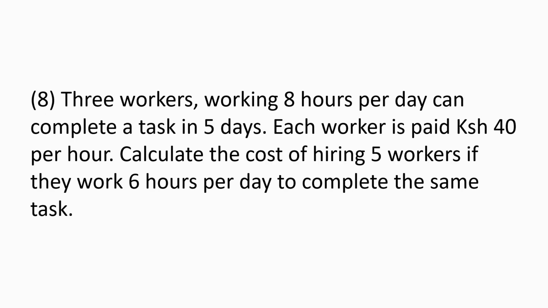Question 8. 3 workers working 8 hours per day can complete a task in 5 days. Each worker is paid 40 Kenyan shillings per hour. Calculate the cost of hiring 5 workers if they work 6 hours per day to complete the same task. So it means the output of the first set of workers is equal to the output of the second set of workers. And so we can say that the workers times the number of hours they work per day times the number of days is equal to the second set of workers times the hours they work per day times the number of days they will take, since they are to complete the same task.